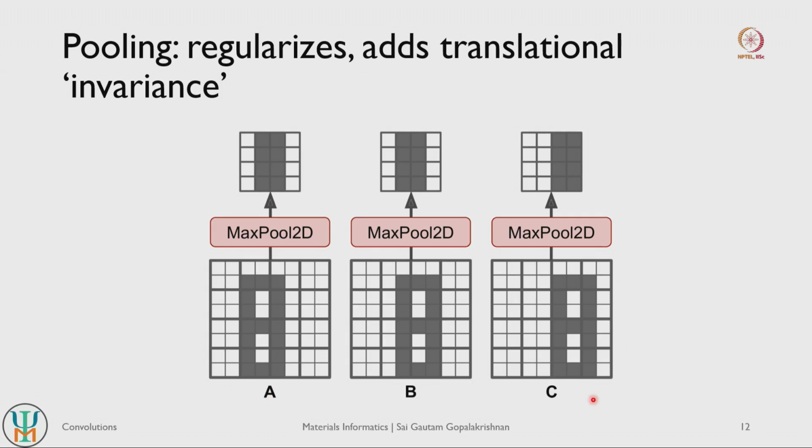you have 3 different representations, right. So these are basically block representations of A, B and C, and you see that A, B and C are nothing but the same objects, but they are translated. So B is shifted from A by one pixel here, C is shifted from B by another pixel here.